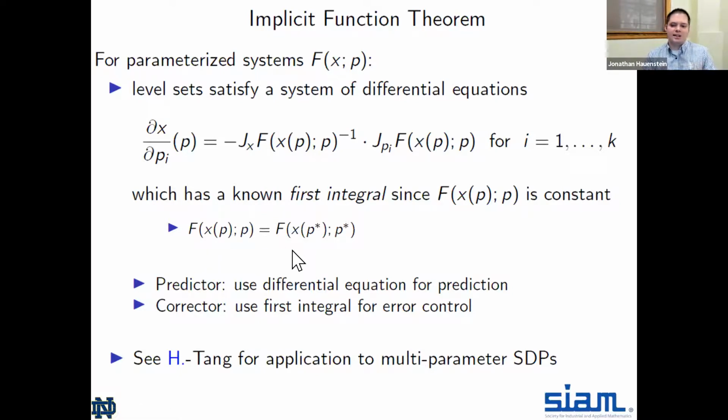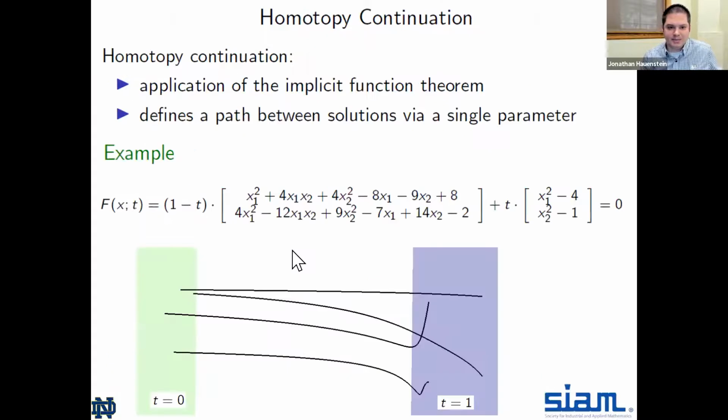So you can apply this to an arbitrary number of parameters and do predictor-corrector tracking along these solution sets. We've done this for multi-parameter SDPs, and it works out really well. For those of us that have seen homotopy continuation, this should all look very familiar to you. Let me explain that in more detail.